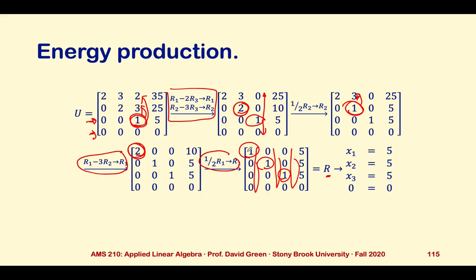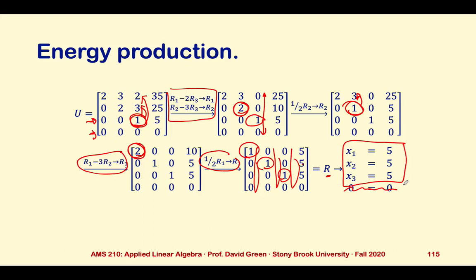The first one is x1 plus 0 equals 5. 0 plus x2 plus 0 equals 5. 0, 0, x3 equals 5. We have our variables, in this case all end up being 5. The last row is equivalent to 0 equals 0. It's something that we can ignore. We've found our unique mathematical solution.